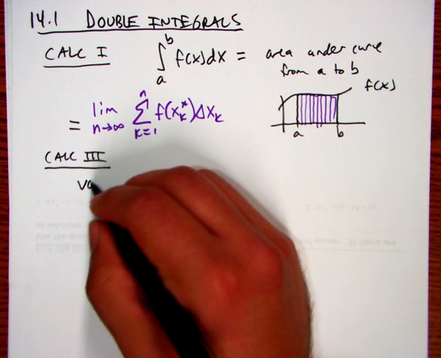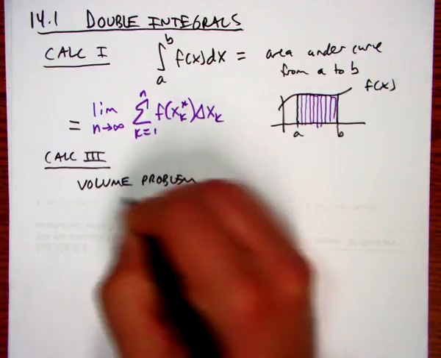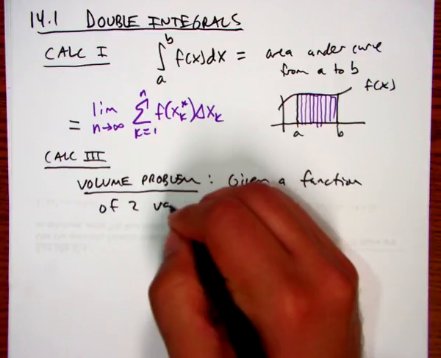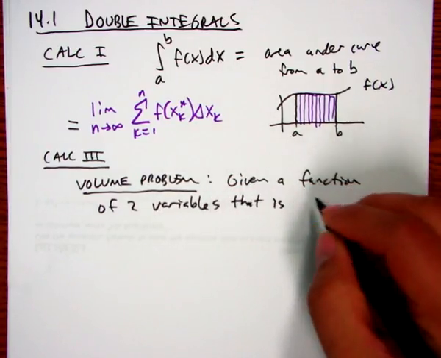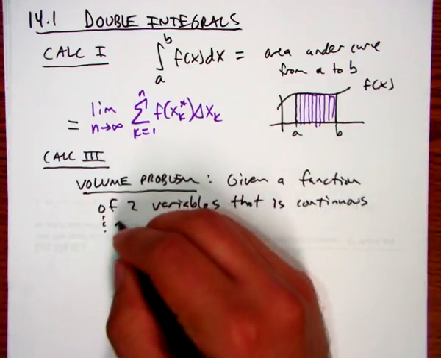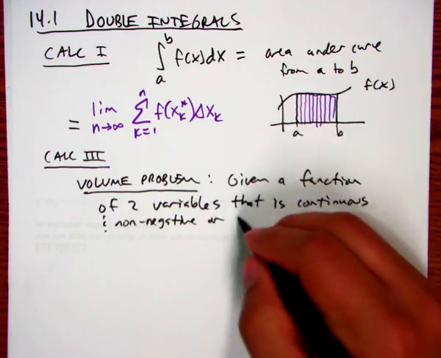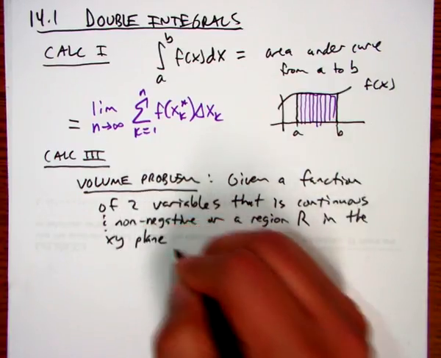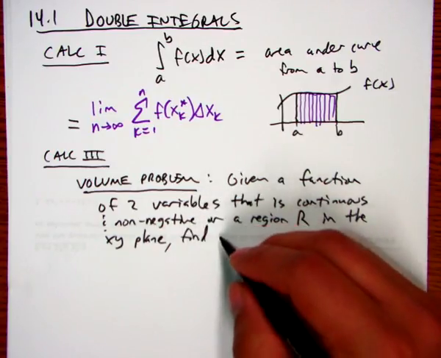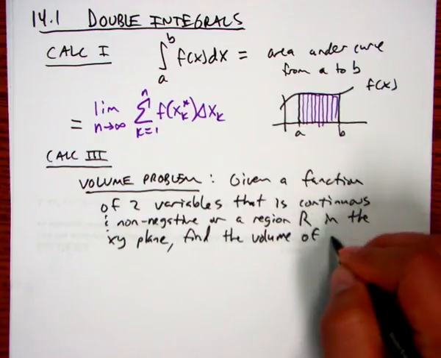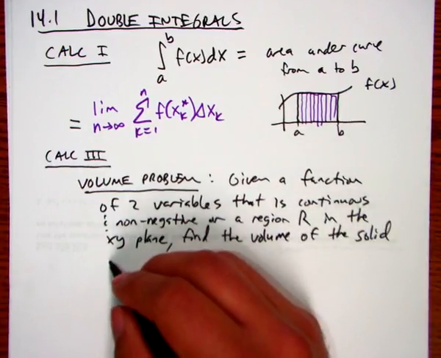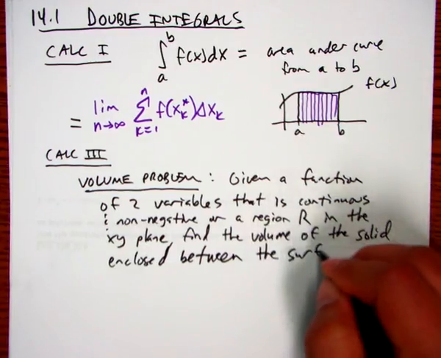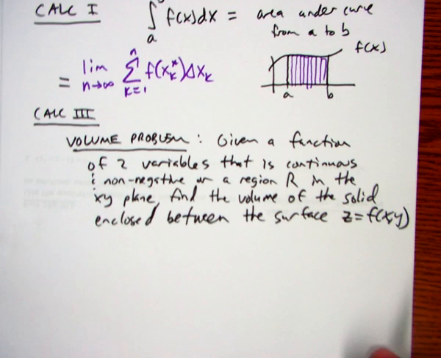So now, given a function of two variables that is continuous and non-negative on a region R in the xy plane, the volume problem will be to find the volume, as you stated, of the solid enclosed between the surface z equals f of x, y, and the xy plane.